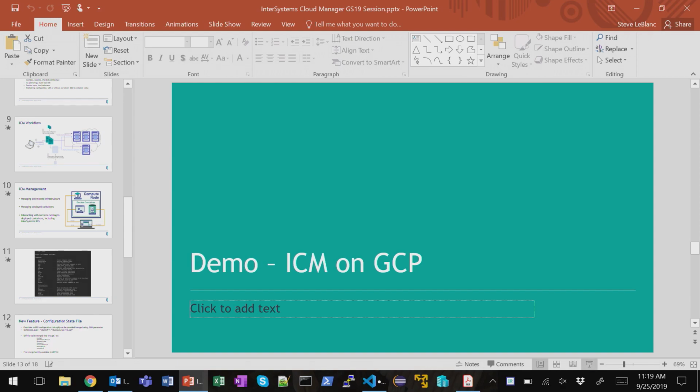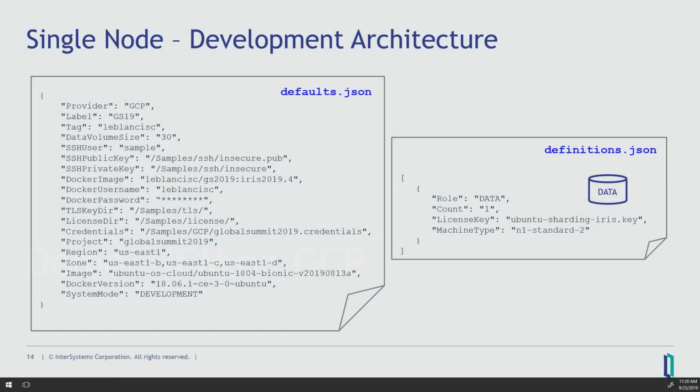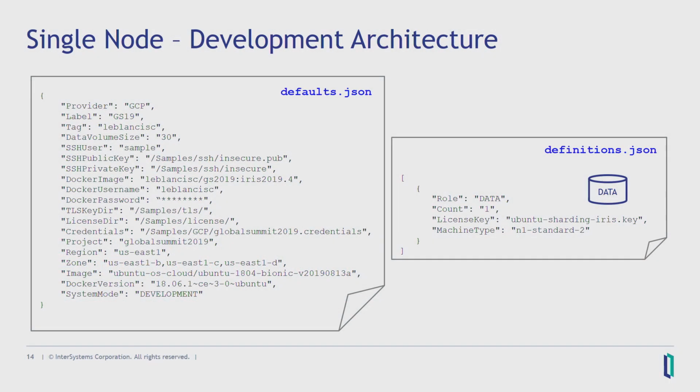Let's see. So this would be just a single node, like a development architecture. So you've got the defaults file. That's got my GCP labels and tags, my project name, which is a Google-specific cloud option. Everything lives within a project, so I define that project. I define the regions and the various zones. I have multiple zones listed because I want to do a mirroring configuration, at least in the next example.